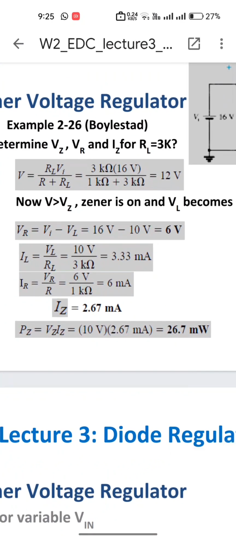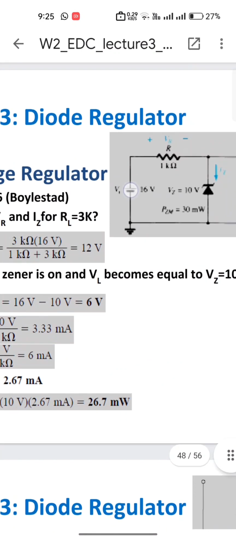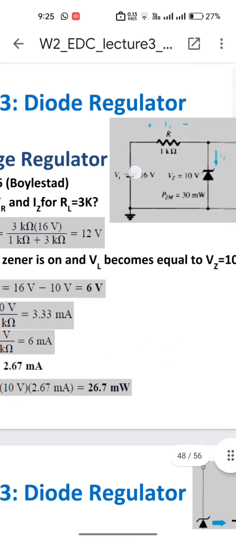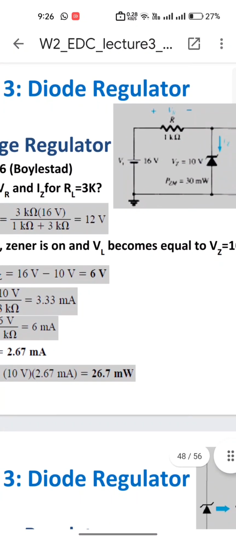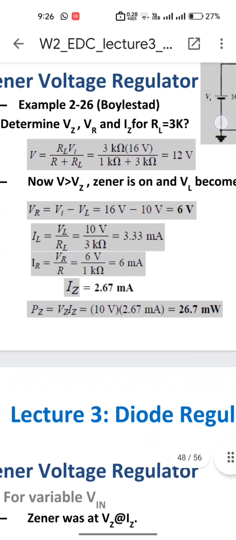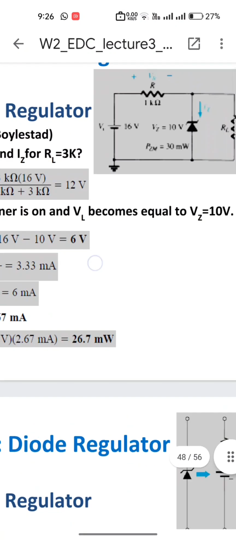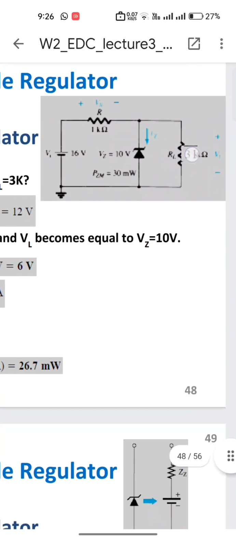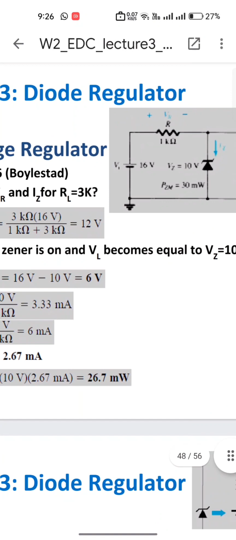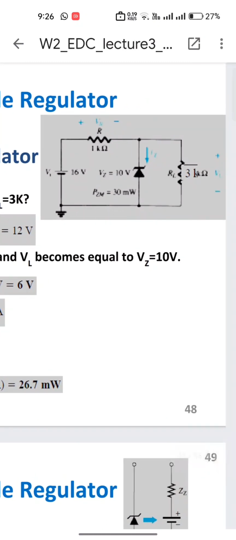It says that VR is equal to VI minus VL, which is 16 minus 10, equal to 6 volts. Simply, the voltage that is supplied is Vi, and the voltage across this diode is Vz. 16 minus 10 gives us 6 volts across this resistor. Then we found the current across the load resistor. How? We were given this load resistance of 3 kilo ohm in the question, and we know Ohm's law is V equal to IR.